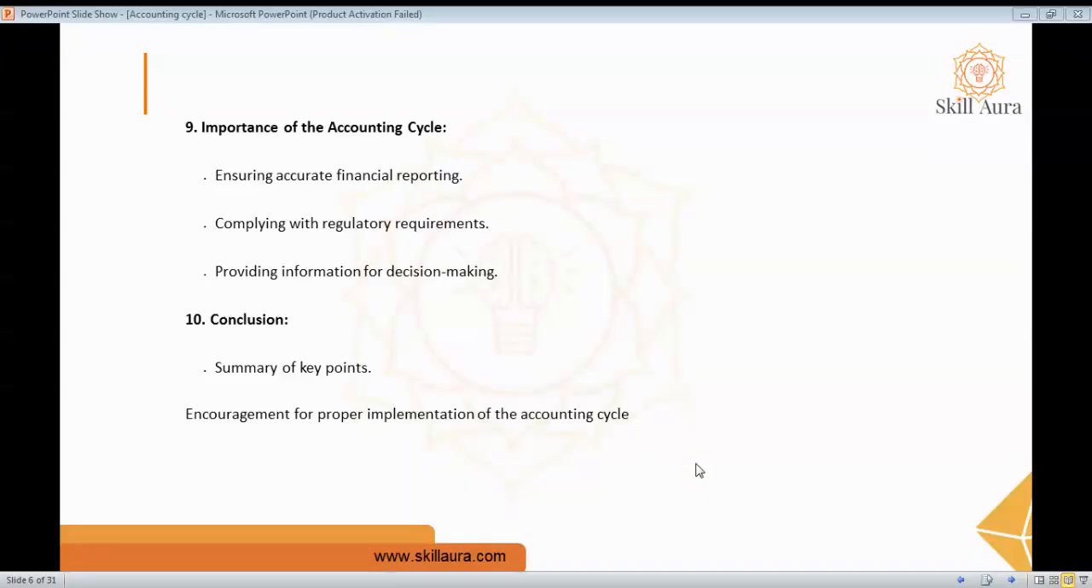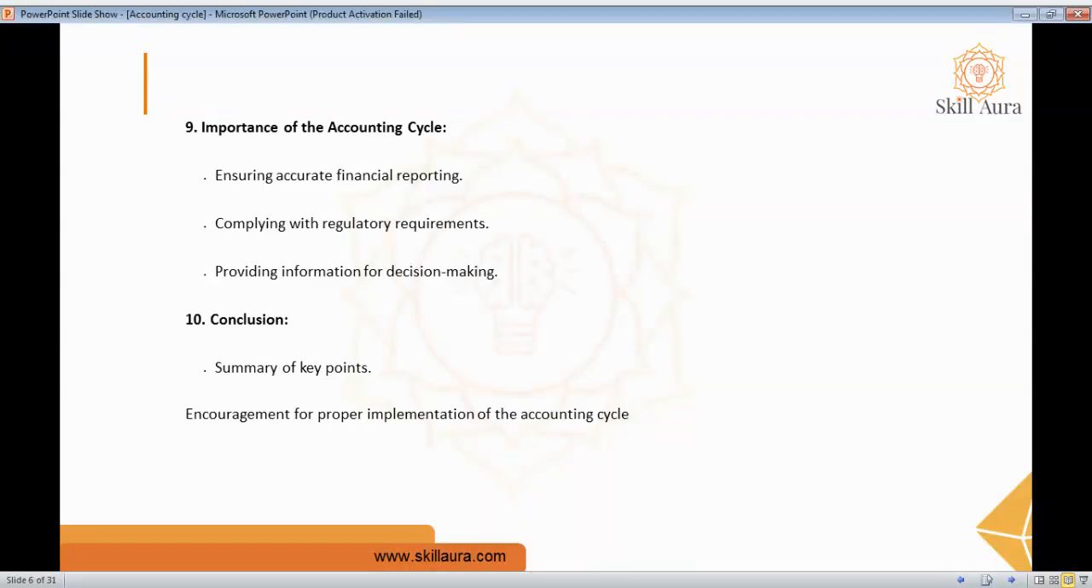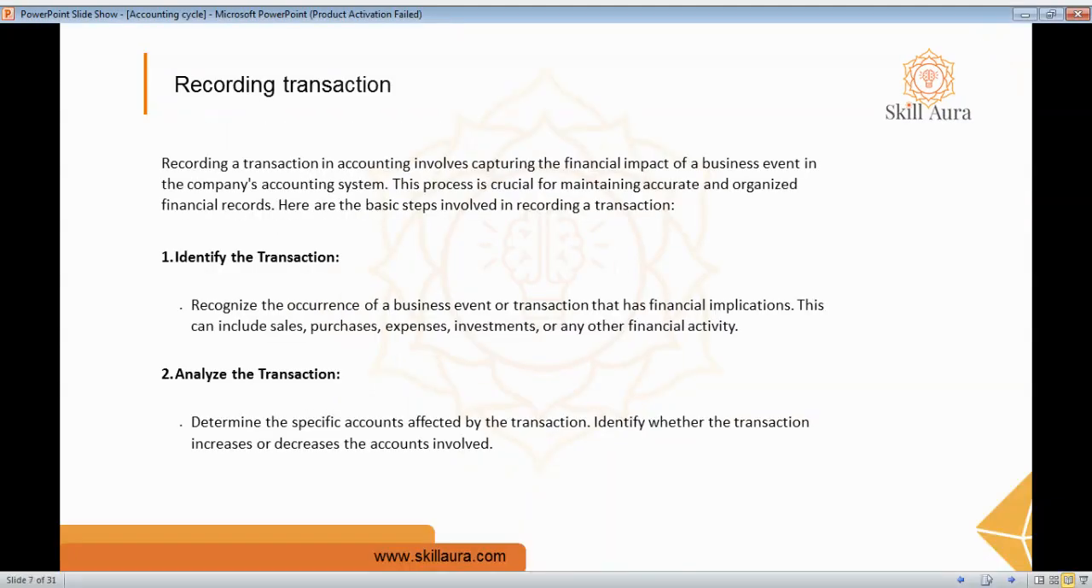Next, we'll understand the importance of the accounting cycle. These are the three important things that we have to keep in mind: the first one is ensuring accurate financial reporting, complying with regulatory requirements, and providing information for decision making. And finally, we'll conclude with all these key points and the implementation of the accounting cycle. Let's understand one by one. We'll go through recording transactions.